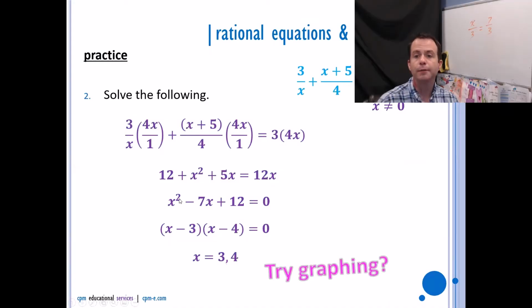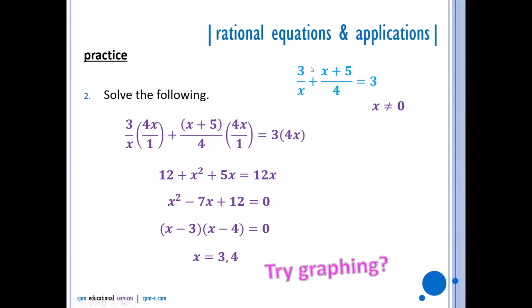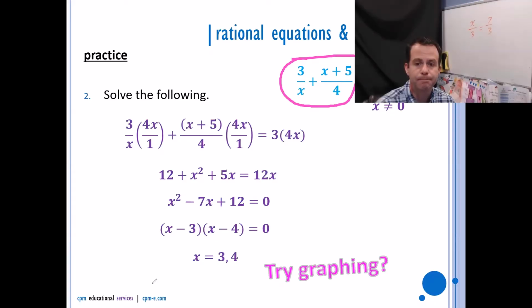Now, what if we wanted to try graphing this? So I want you to go back to the original question, which again was right here. Okay, so you're going to put this guy here in y1. Watch your brackets, and you're going to put this guy here in y2, and you're going to look for the x value of the intersection point.